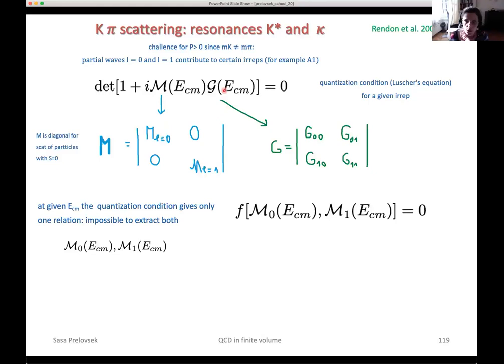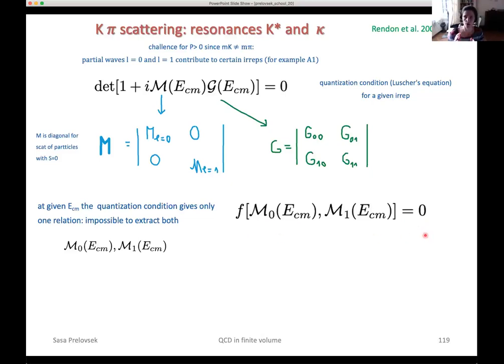The problem is that this two-loop function, a kinematical function, which is known, is non-diagonal. And that's why, when you write the determinant, both of these will contribute. So what to do? This determinant condition will be some function of both scattering amplitudes, of partial wave zero and one, equal to zero. Okay, you know this condition.